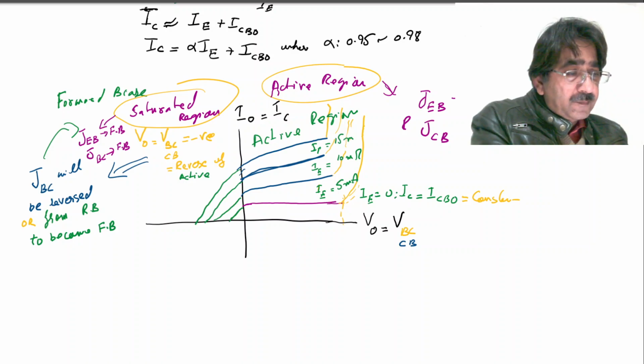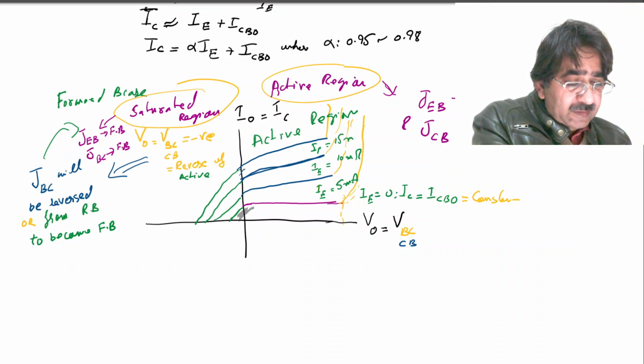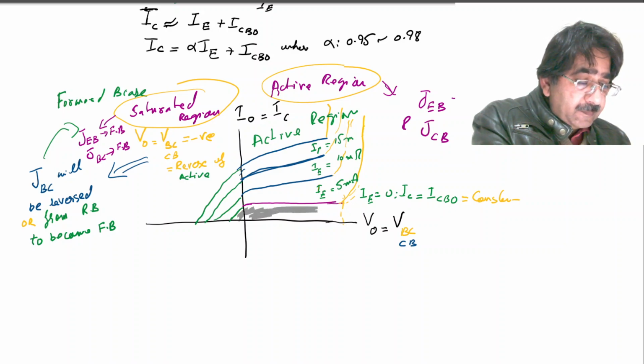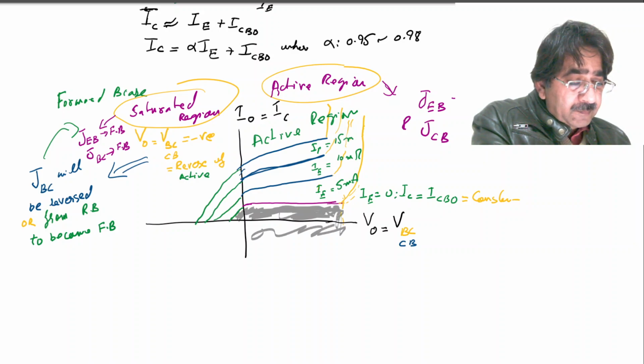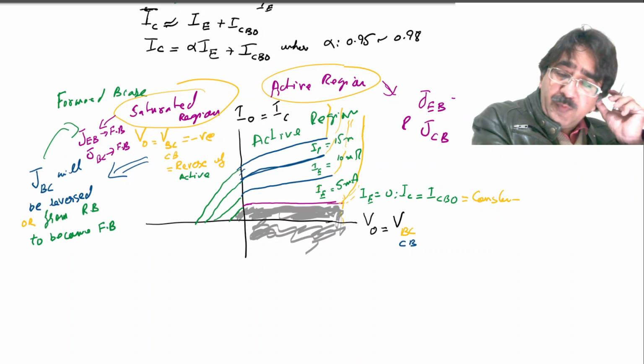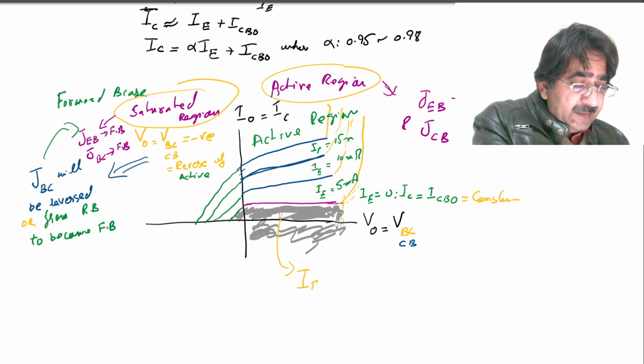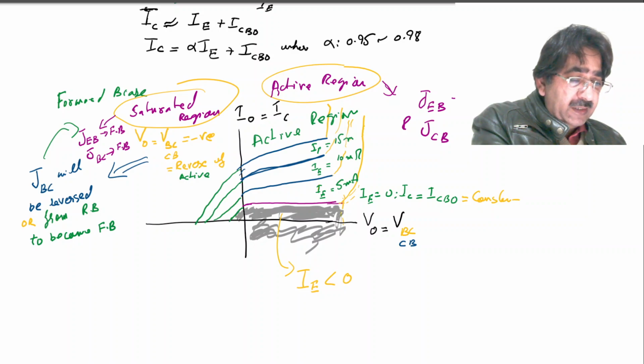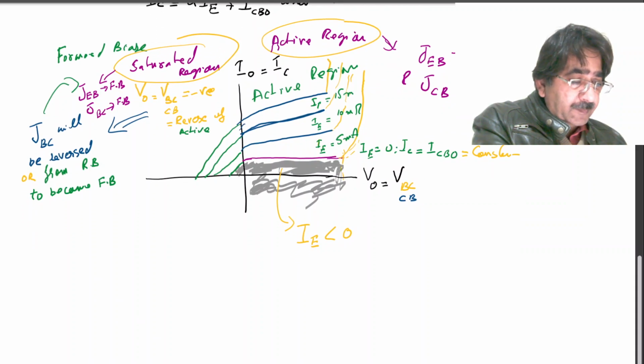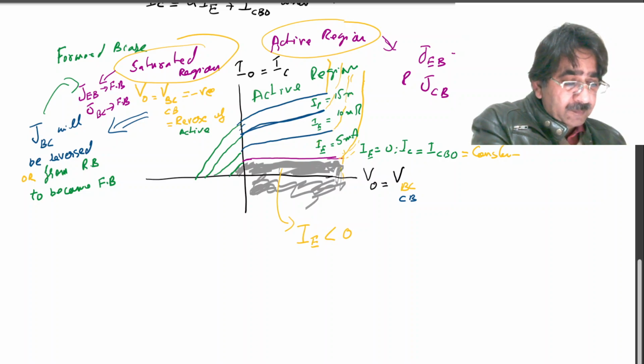What about this region? Okay, because here the input current is zero, since in all this region IE is less than zero. Okay, and it means for all this region.